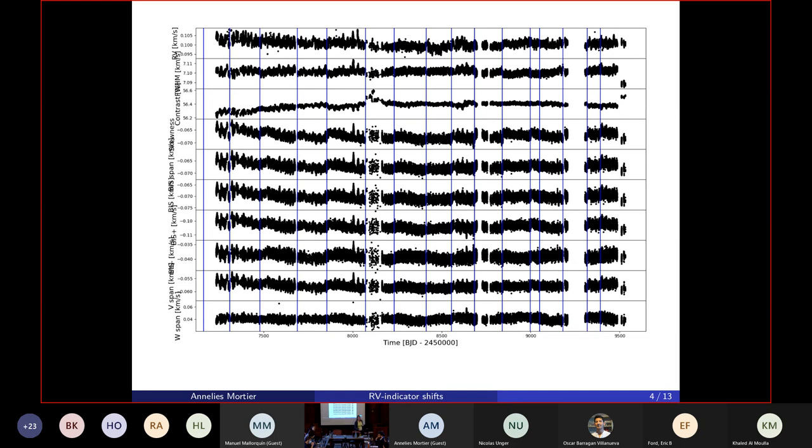And when you computed the RV, you used one of the standard binary templates and then fit the CCF? I used the radial velocities that came out from the DRS, yes. I see. Exactly. So the CCF fit with a Gaussian, that one.